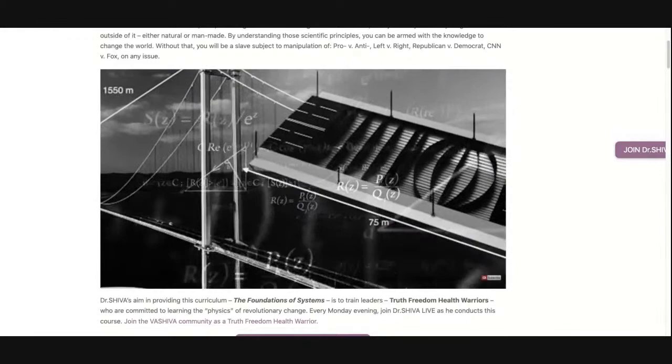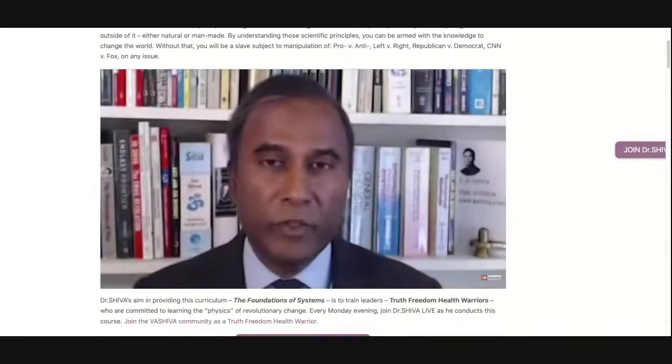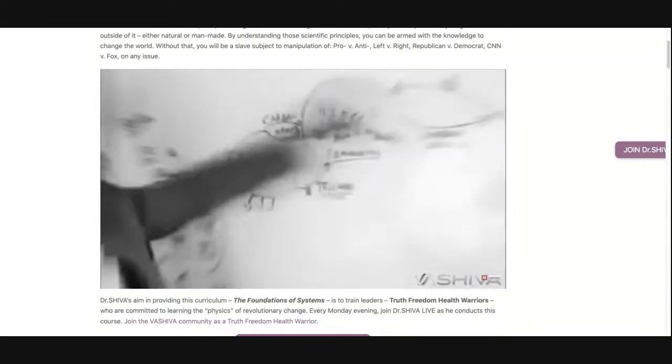You need to understand the laws of gravity. You need to understand Poisson's ratio. There is a way to build a revolution, and that's why I put this together.